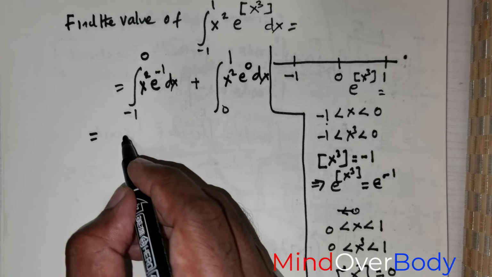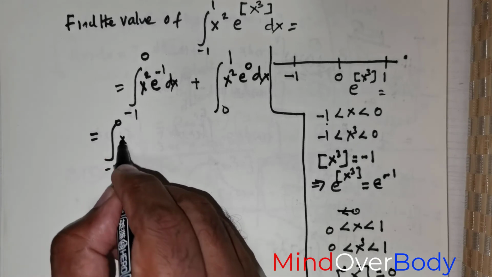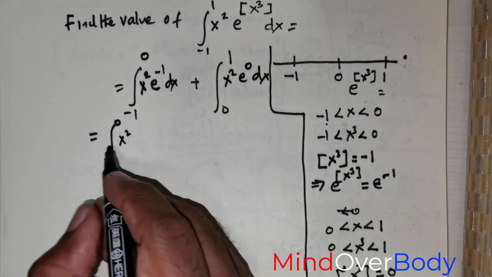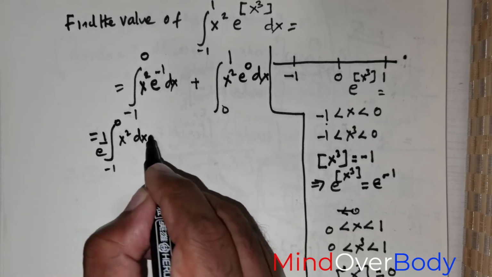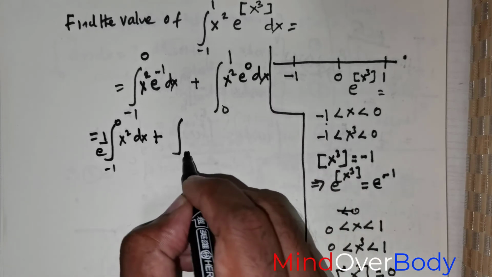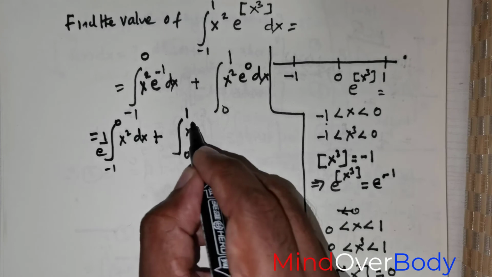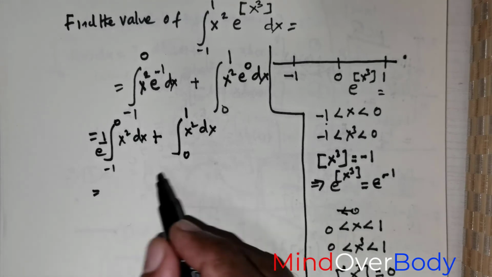So I'm rewriting it: the integral from negative 1 to 0 of x squared times e raised to the power of negative 1. That's a constant, so it's going to be 1 over e times dx, followed by e raised to the power of 0, that's going to be 1. So I need to integrate 0 to 1 of x squared times dx. So that's simple to integrate.